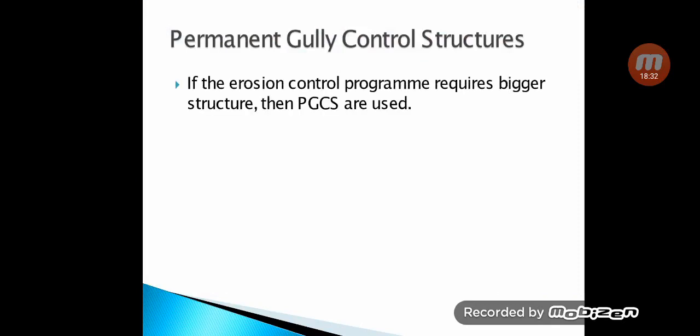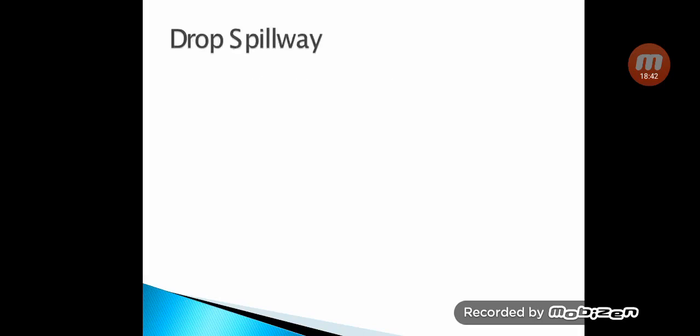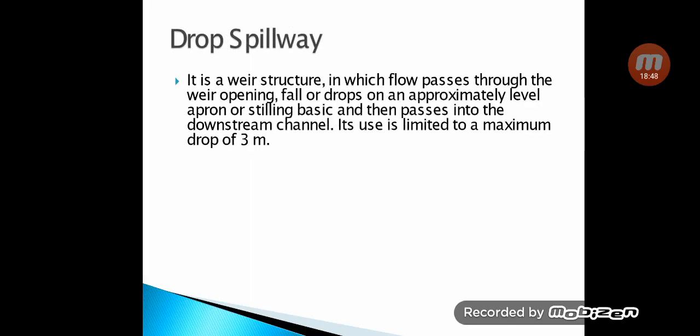Next are the permanent gully control structures. These are used if the erosion control program requires a bigger or solid structure. First is the drop spillway. It is a weir structure in which flow passes through the weir opening, falls or drops on an approximately level apron and stilling basin, and then passes to the downstream channel.